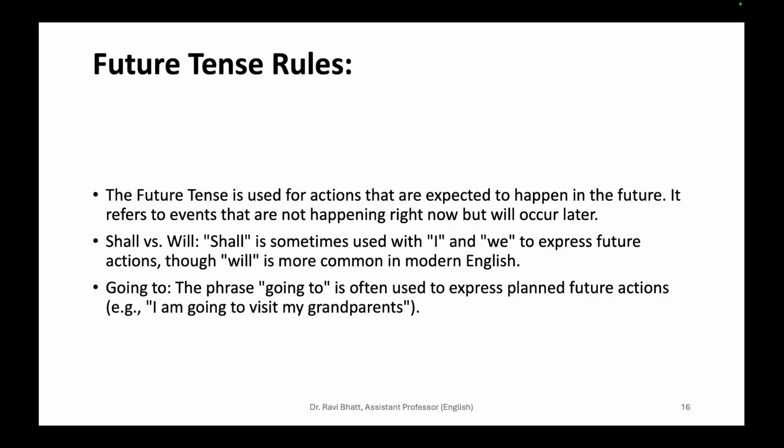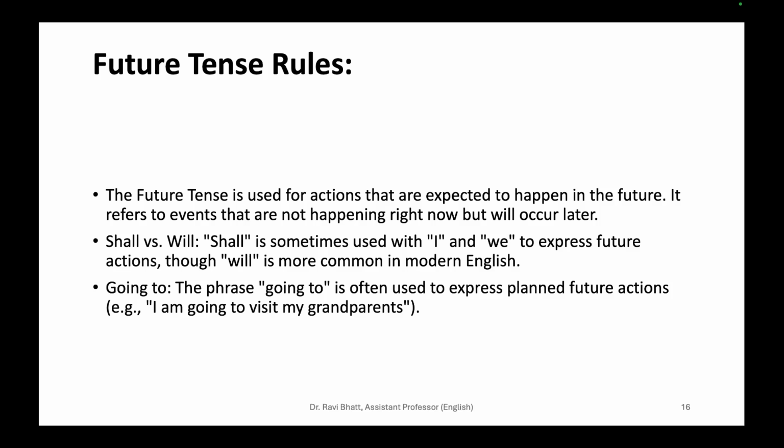Now, there are some rules that we follow whenever we construct sentences in future tense. The future tense is used for actions that are expected to happen in the future. It refers to events that are not happening right now but will occur later. And that's how the sentence construction happens.